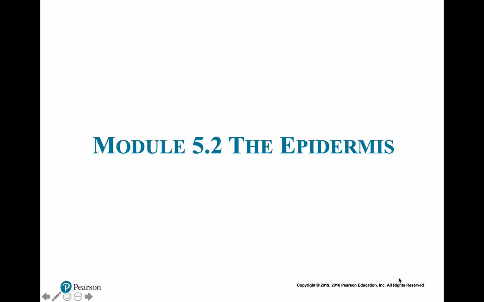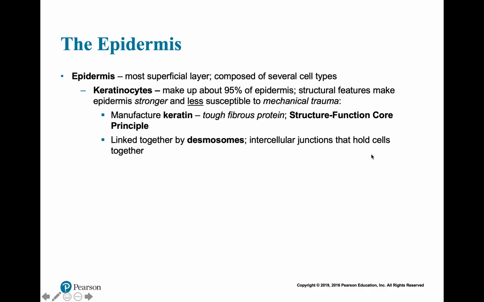The first layer of the cutaneous membrane that we're going to discuss is the epidermis. And so epi, meaning above, above the dermis. So the epidermis is the most superficial layer, and we'll see several different cell types within the epidermis, but the majority of the cells, 95% of the epidermal cells, are made up of this specific cell type called a keratinocyte. And keratinocyte's main function is going to produce keratin, which is a tough fibrous protein.